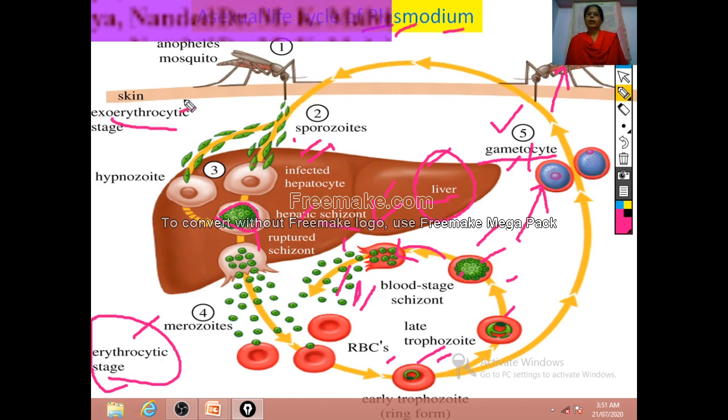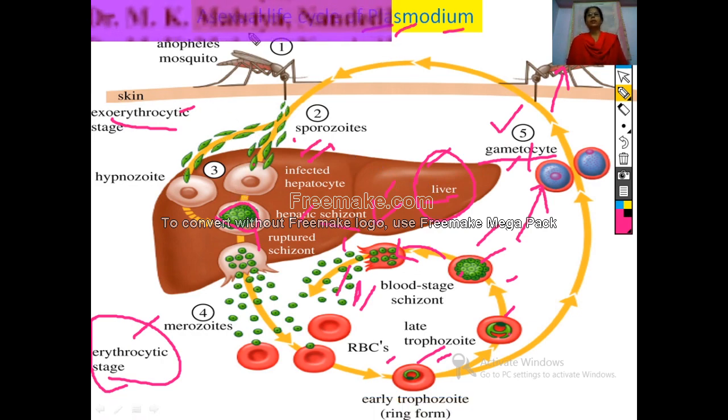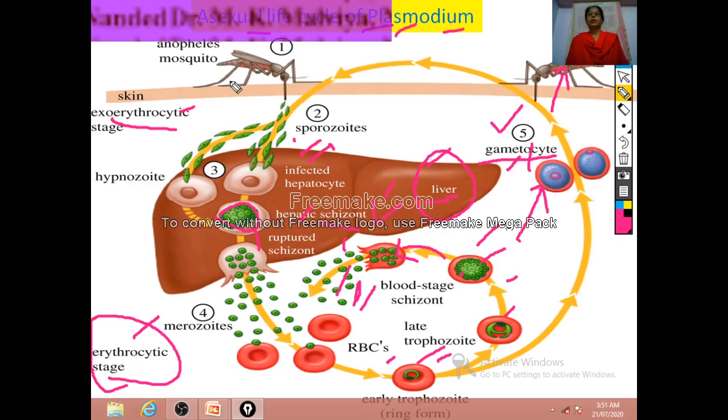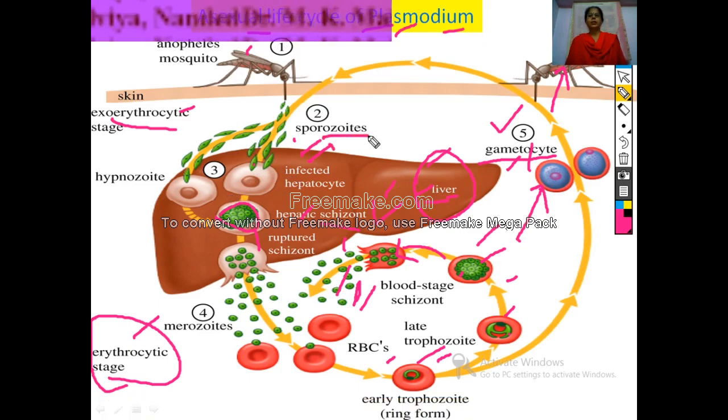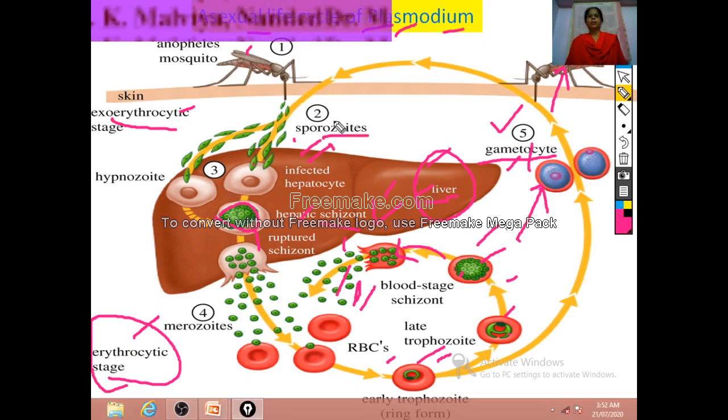Let me tell you again, I will repeat here, how the asexual life cycle of Plasmodium occurs. Very first, the infected female anopheles mosquito sucks the blood of a healthy human. Then thousands of sporozoites enter the liver. Sporozoite is the infective stage of the Plasmodium.